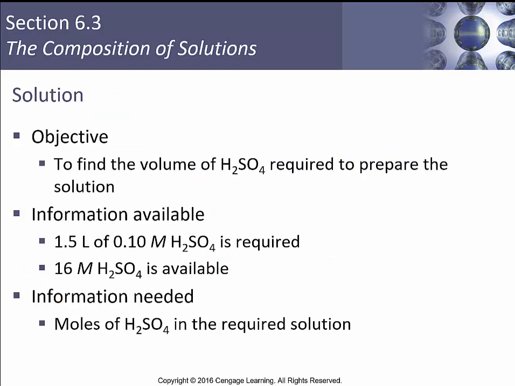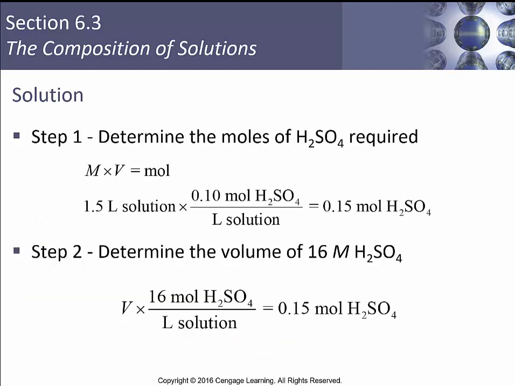So to find the volume of the H2SO4 required to prepare the solution, we've got our target volume, our target concentration, and our initial concentration. So we need to figure out how many moles are required in the solution. The first thing we do is figure out the number of moles using volume times concentration. So V times M, or molarity, is going to give us moles. 1.5 liters of solution, we had 0.1 moles of H2SO4 per liter. That's our concentration. Our liters cancel out. It gives us 0.15 moles of H2SO4.